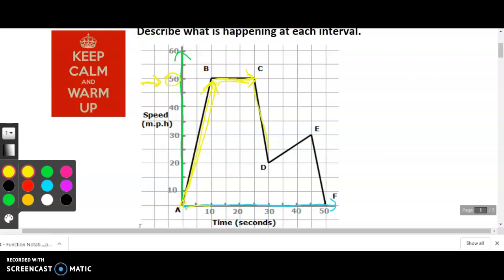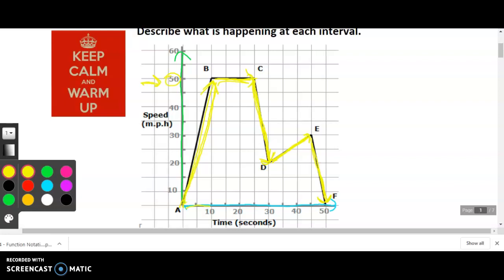Then from C to D, we see the speed goes down, okay? So the car is slowing down from C to D. From D to E, the car is speeding back up, but not to the same speed as it started. And then from E to F, the car slows down to the point where it actually reaches 0 miles per hour. So eventually it comes to a stop. Okay?